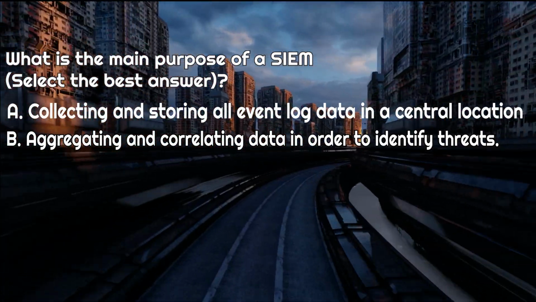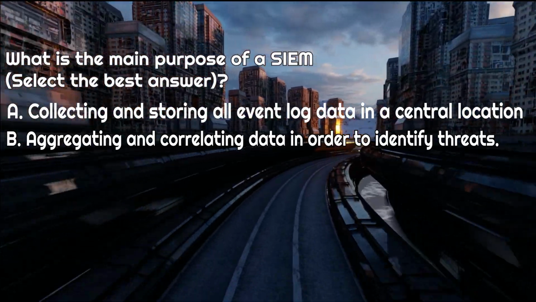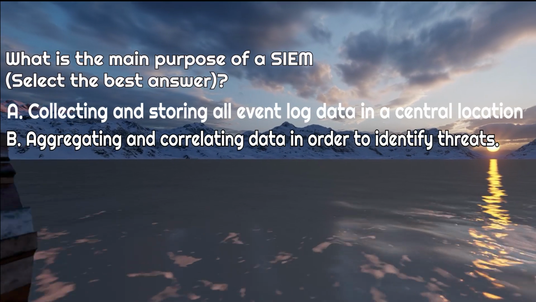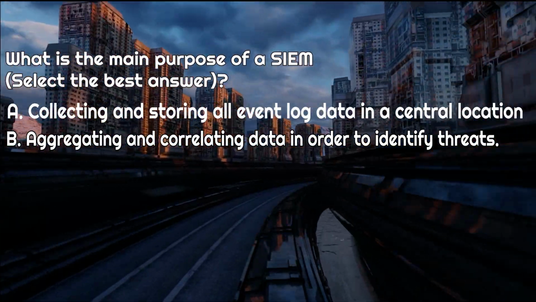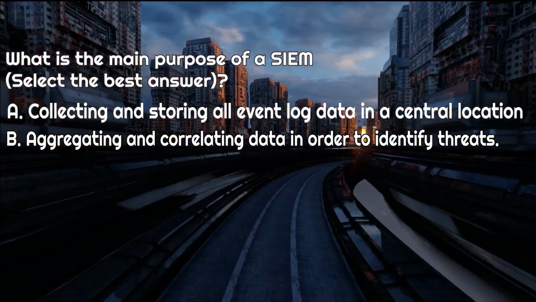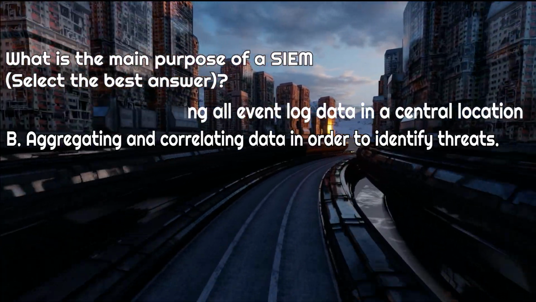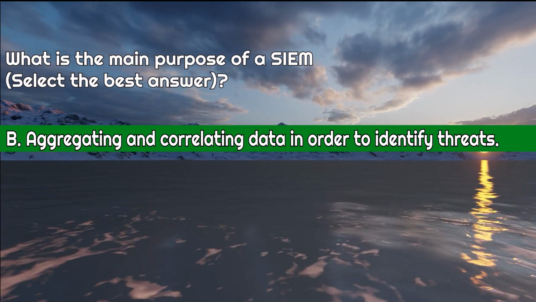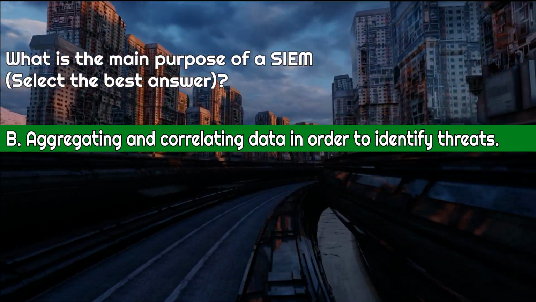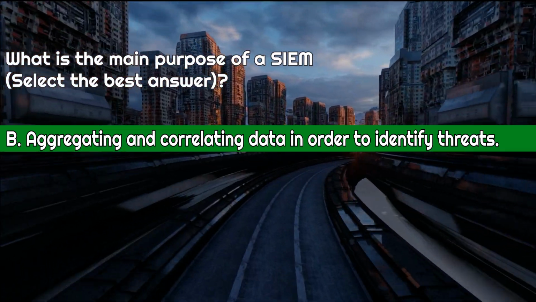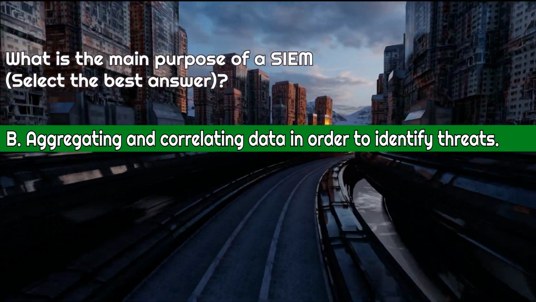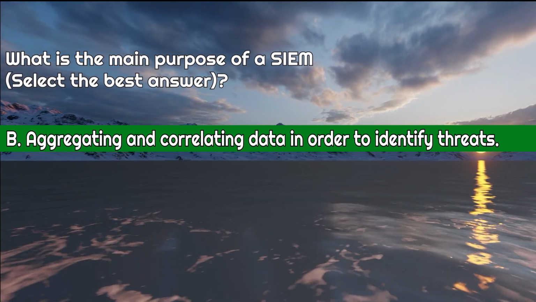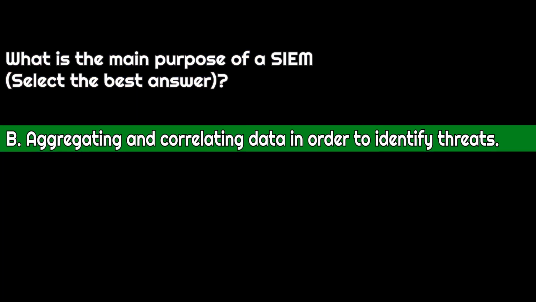Well, collecting and storing all event data in a central location is definitely what a SIEM does. But the main purpose of a SIEM is to aggregate and correlate that data in order to identify threats. So A is kind of what a SIEM does, but B is more the main purpose of what a SIEM is. So you've got to be careful and not just say, oh, a SIEM collects and stores data. If you read the other answers, you're going to see that there's an answer that is better, that's going to be more in line with what the question's actually asking.